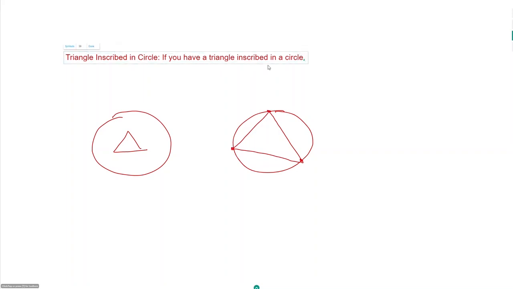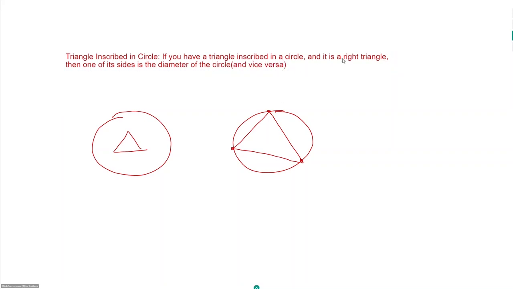So if you have a triangle inscribed in a circle and it is a right triangle, then one of its sides is the diameter of the circle. Which side is it? It's going to be the hypotenuse of your right triangle. And I should also say, and vice versa.